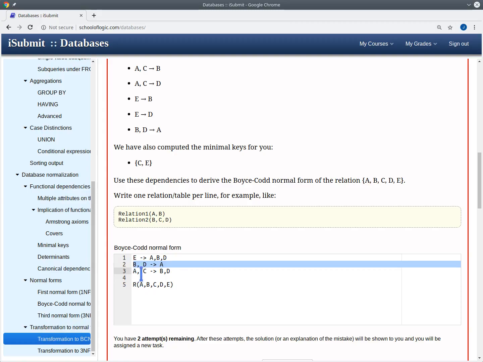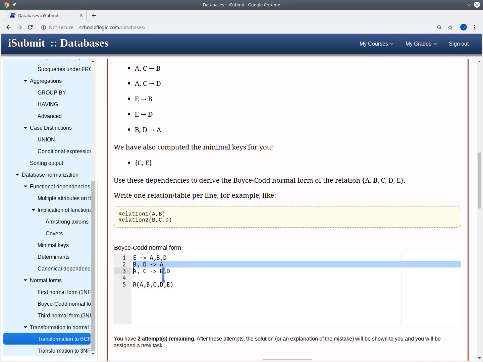And BD is not a key of this relation because the cover of BD only is ABD, and ABD are not all the attributes of this relation. This is a non-trivial functional dependency, so it violates the normal form of this table. So we need to split.